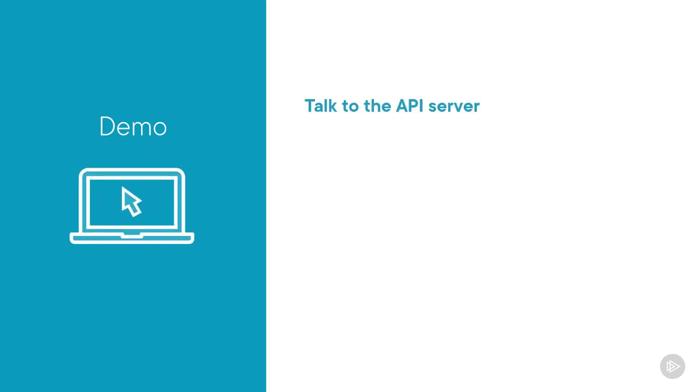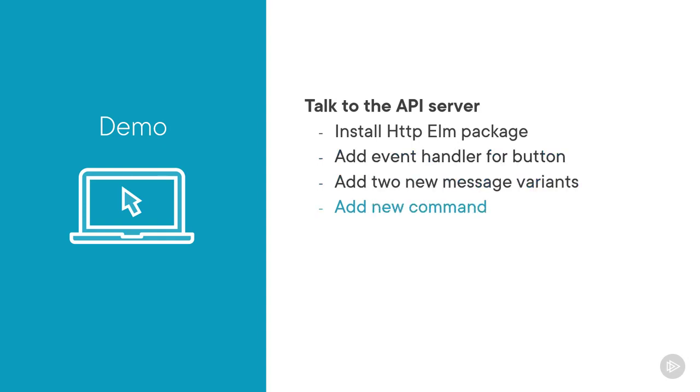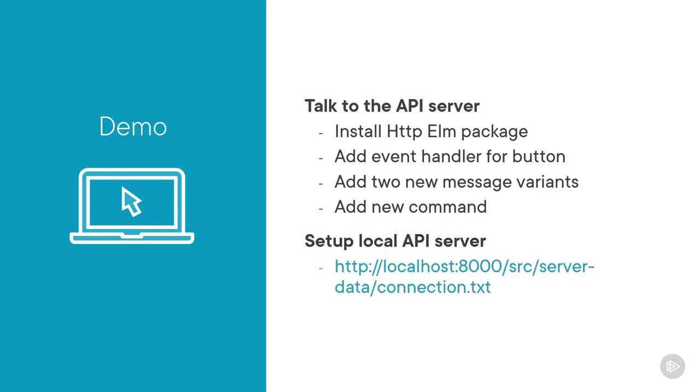To talk to the API server, we are going to start by installing the HTTP Elm package. Then we are going to add an on-click event handler for the place order button, the two new message variants, and the new command. Finally, we are going to set up a local API server and check if the shopping cart can talk to it at this URL, which serves a local text file.